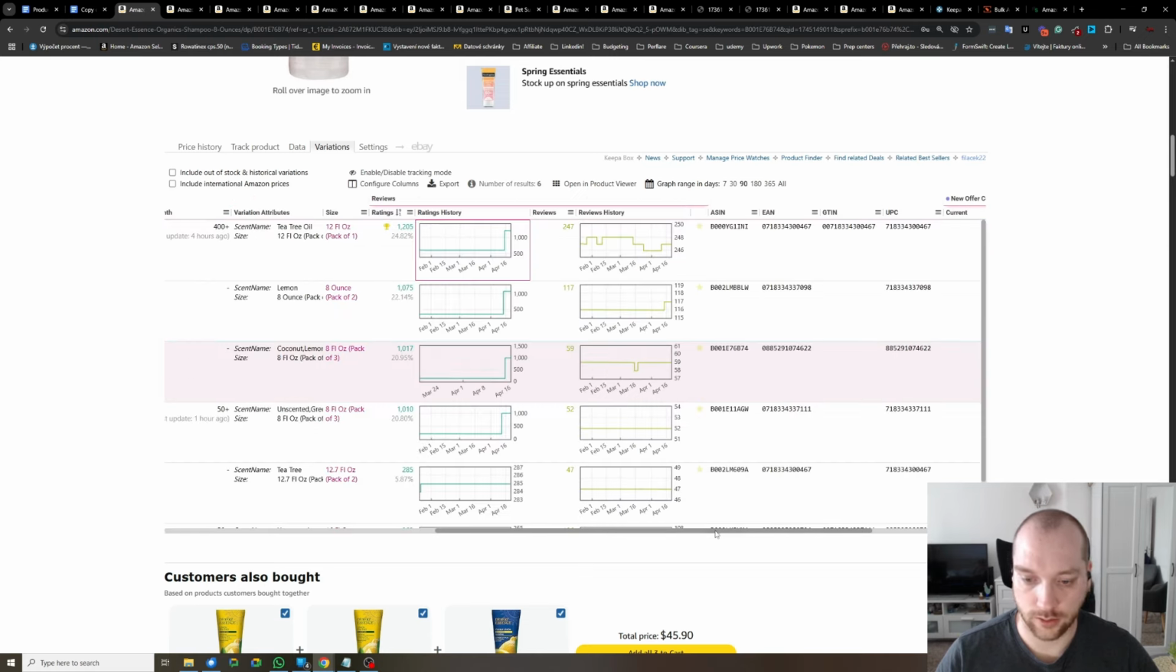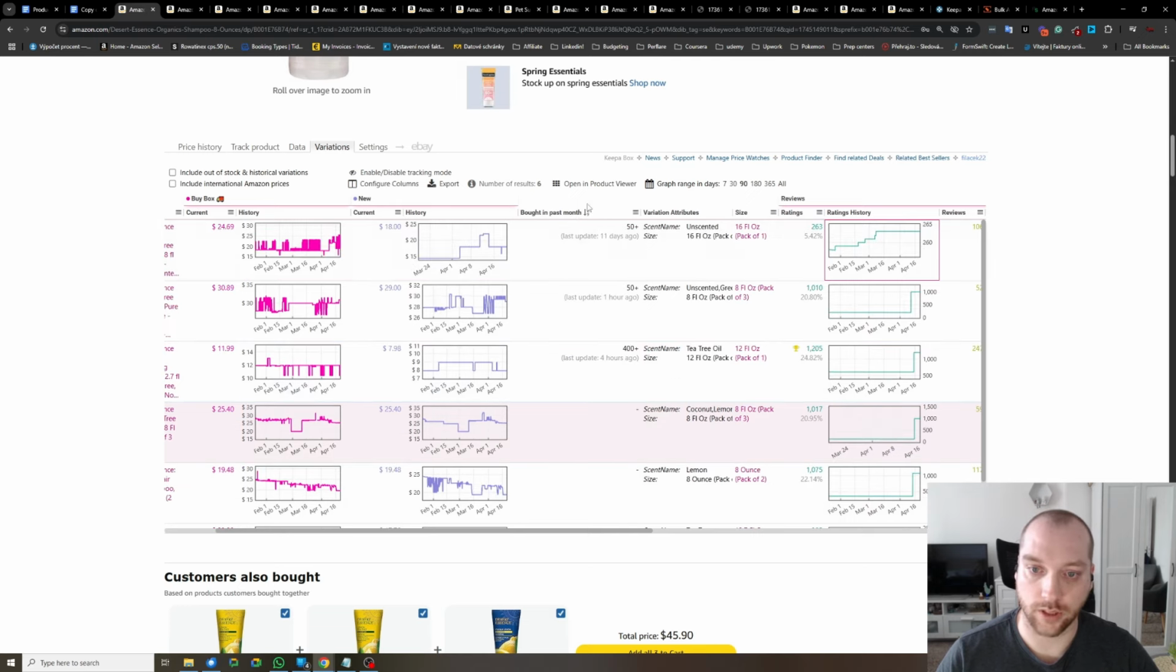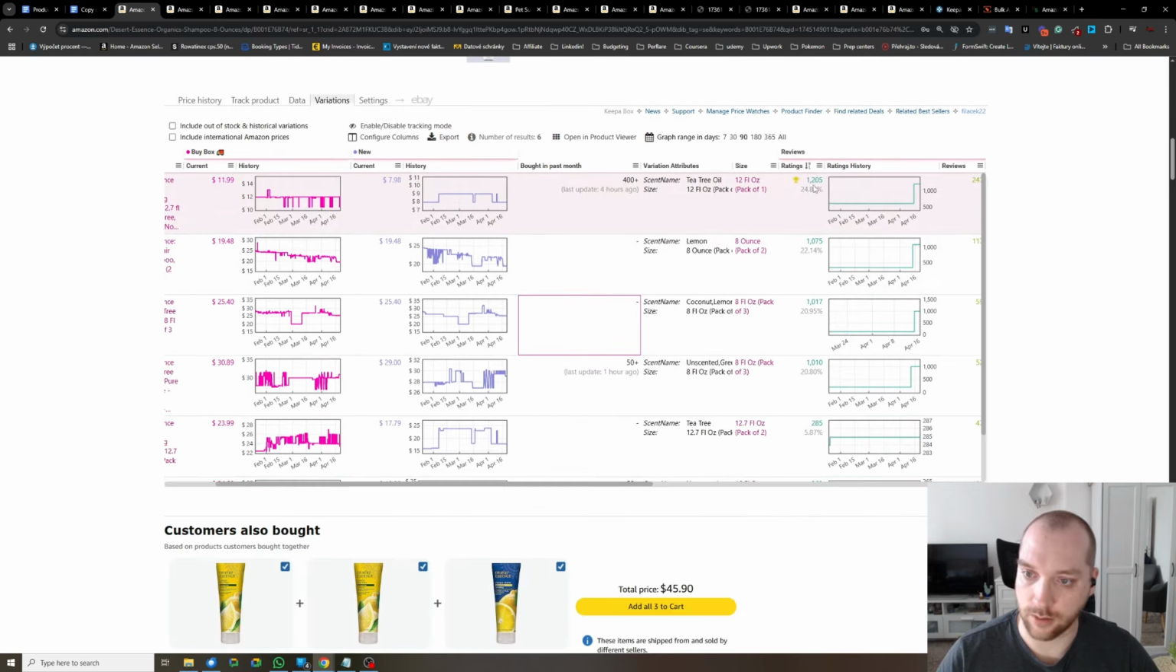And another thing we can do is literally go here, where we can see bought in the past month. So this way we can see what actually sells. This one sells about 400 units a month, which is also the best seller because it has the most reviews and ratings of all of these variations. So this is a winner.